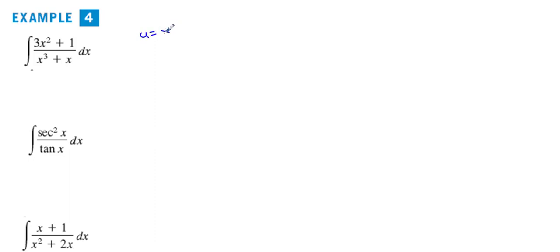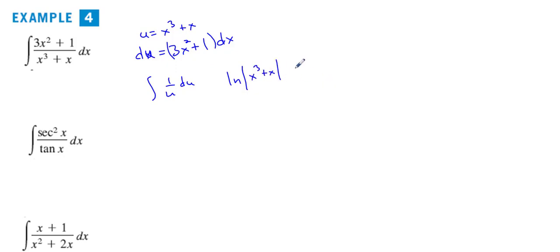We got u equals x cubed plus x. And then du, 3x squared plus 1 dx. Well, that's pretty convenient. This is definitely a u prime over u problem, isn't it? Okay, antiderivative 1/u du. And that would be natural log, absolute value of u. Can I just right away put x cubed plus x? Is that okay? Plus c.